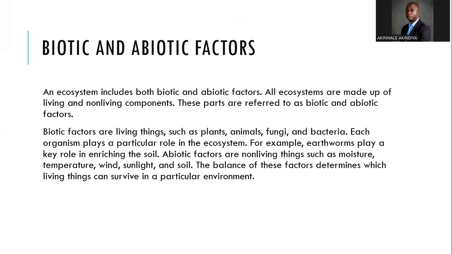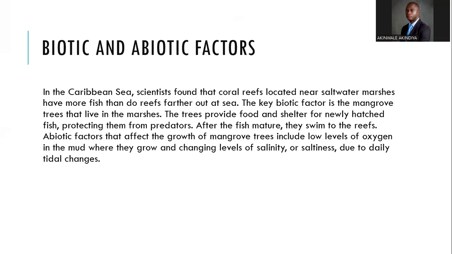So the balance of biotic and abiotic factors will determine the survival of an organism in a particular area. In the Caribbean Sea, for example, scientists found that coral reefs located near saltwater marshes have more fish than do reefs further out at sea. And why? The key biotic factor is the mangrove trees that live in the marshes. The trees provide food and shelter for newly hatched fish, protecting them from predators.